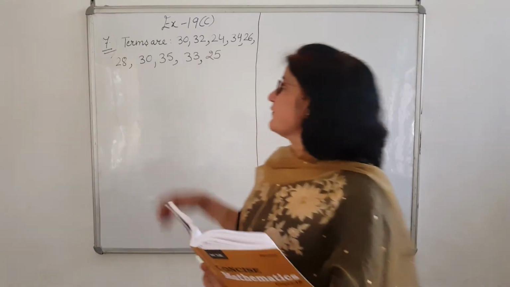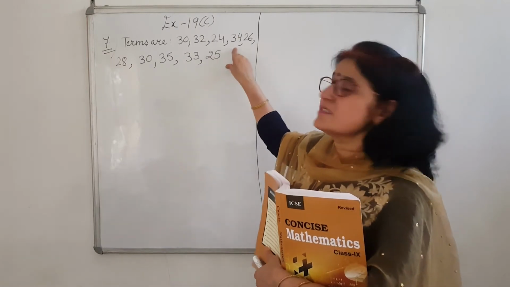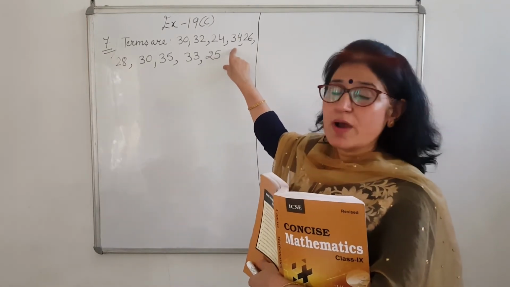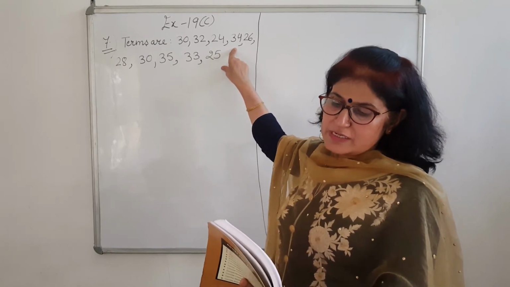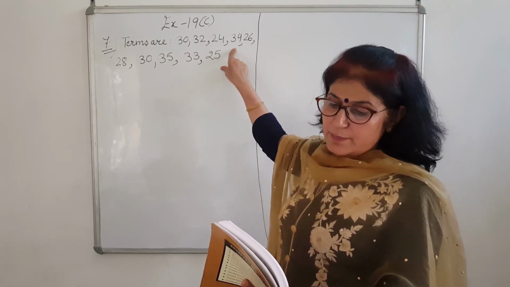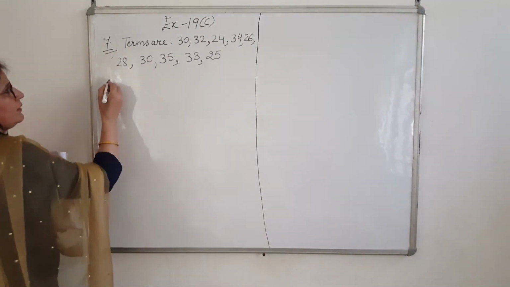Now we will do the 7th question of exercise 19C. In this question these terms are given and you have to find the mean. Then in the first part you have to find their deviations and the sum. In the second part you have to find the median. So first of all we will find the mean.